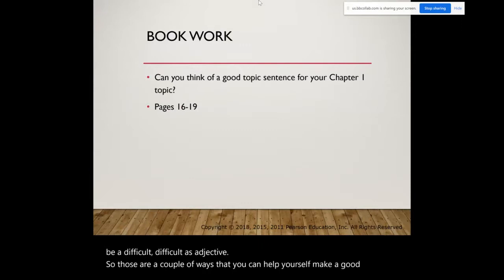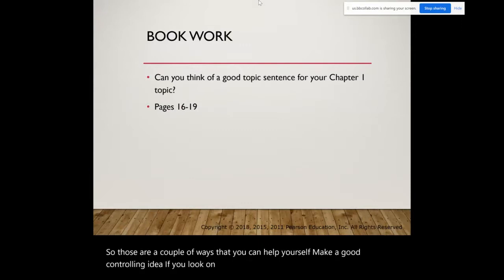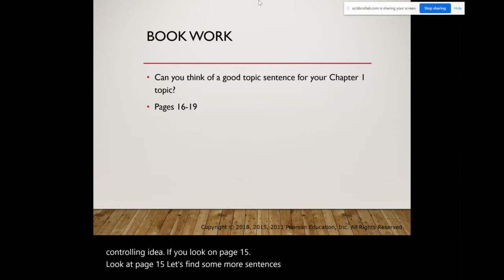If you look on page 15, look at page 15. Let's find some more sentences that might be good here. Look at the bottom.